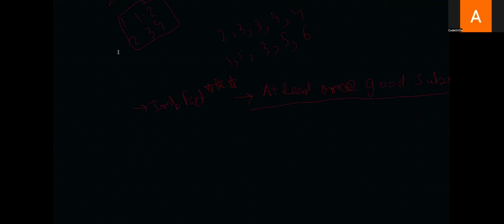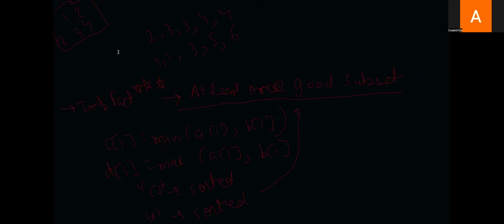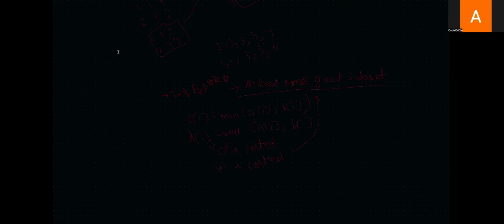So now I'm asking you one thing. If this is true, then let's say that Ci is the minimum of Ai and Bi, and let's say you have some array D which is the maximum of Ai and Bi. My claim is that array C is sorted and array D is also sorted. If it's not, then this fact is wrong. If this is not true, then the fact that we have at least one good subset is wrong. And why am I saying that?